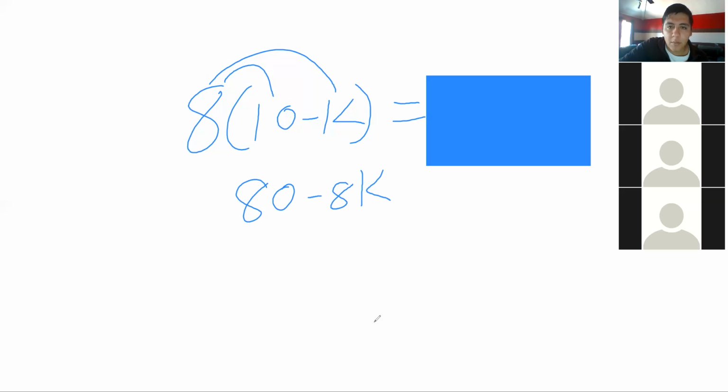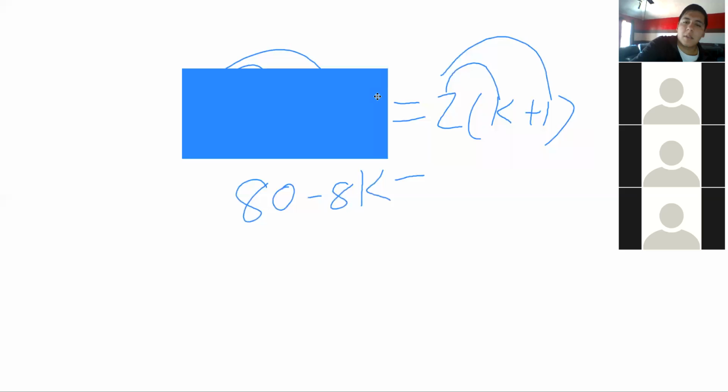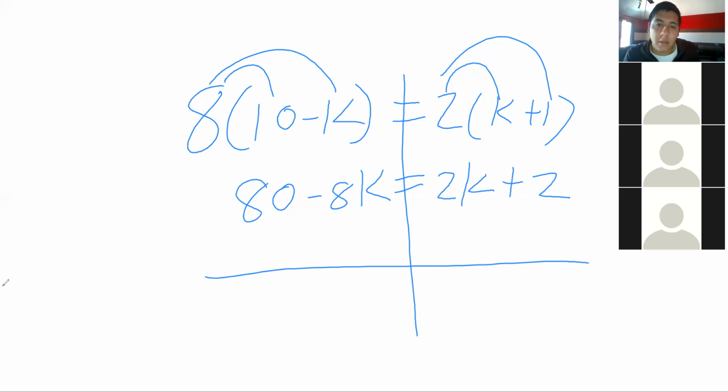All right, let's now move to the other side. So then we have this situation. We also need to distribute. So what's 2 times k? 2k. And then 2 times 1? 2. Okay. So is there anything else we need to do? Nothing else, right? So we can go ahead and start solving. So what can we do first?